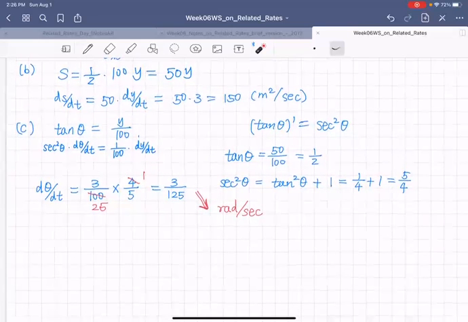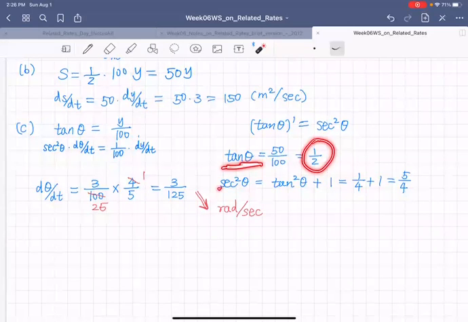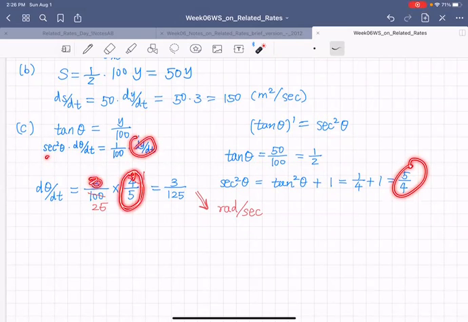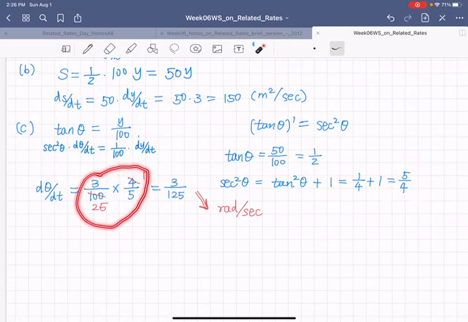Does this make sense now? Tangent theta equals 1/2. Secant square theta equals 5 over 4, right? So d theta over dt will be this guy divided by secant square theta. Secant square theta is 5 over 4. Divided by 5 over 4 is times 4 over 5, correct? And dy over dt is 3. So we can do this, okay? There you go.